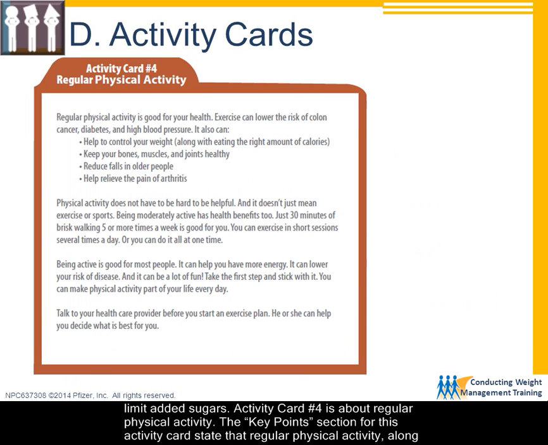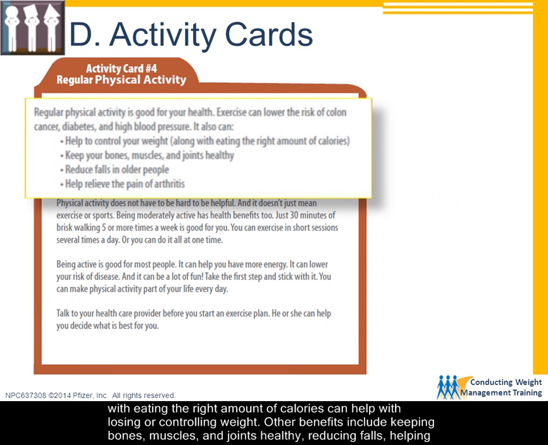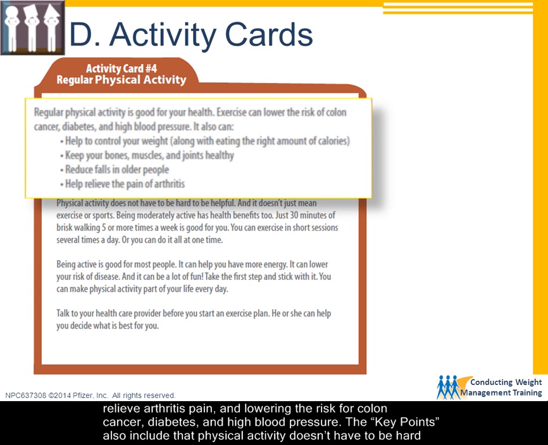Activity card number 4 is about regular physical activity. The key points section for this activity card states that regular physical activity, along with eating the right amount of calories, can help with losing or controlling weight. Other benefits include keeping bones, muscles, and joints healthy, reducing falls, helping relieve arthritis pain, and lowering the risk for colon cancer, diabetes, and high blood pressure.